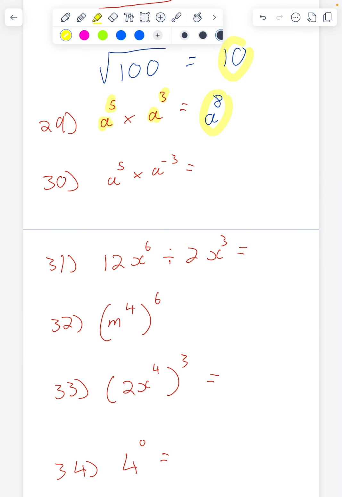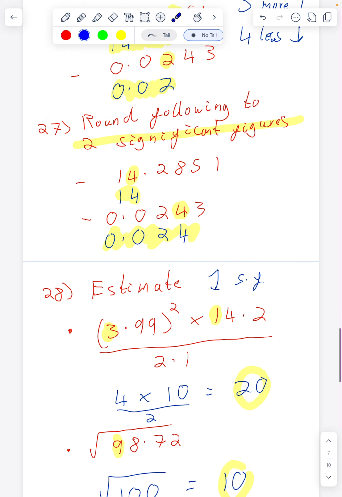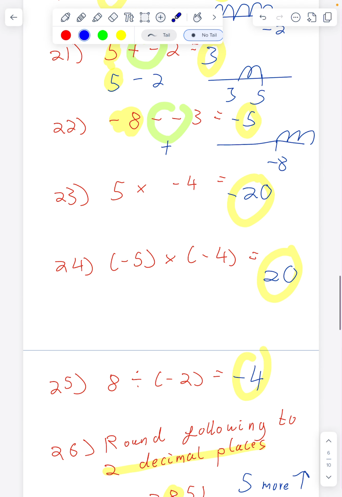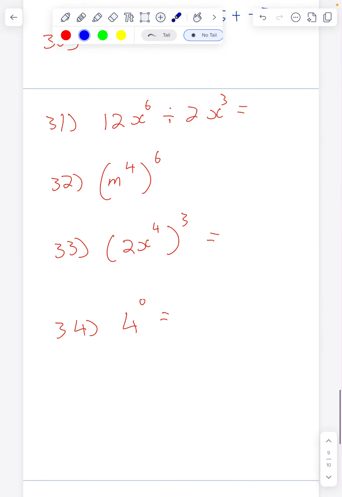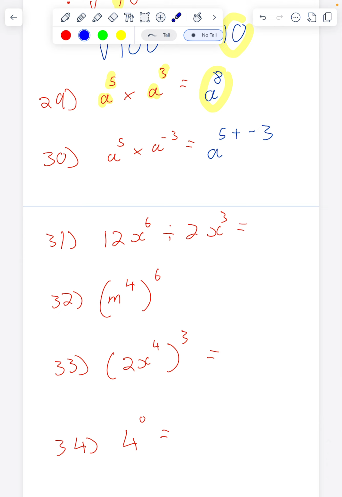30 is the same thing, and again, you're timesing. So you need to add the powers together. So it's going to be a to the power of 5, add minus 3. Now 5 and minus 3, we've seen this before, or similar up here, we saw 5 and minus 2, which really meant 5 take away 2. Same thing here. This just now means 5 take away 3, which is 2, so you get a to the power of 2. Because this just really means, if you're at 5 degrees and you add cold air, you're getting colder by 3. 5 take away 3 gives you 2.